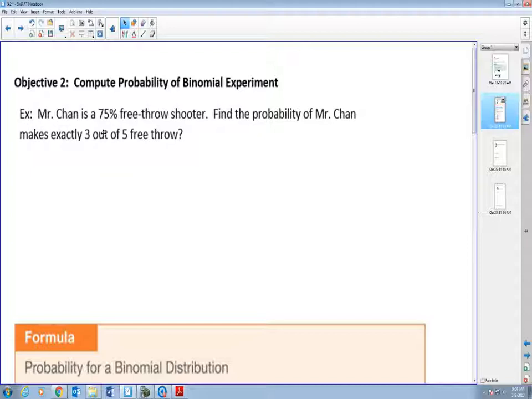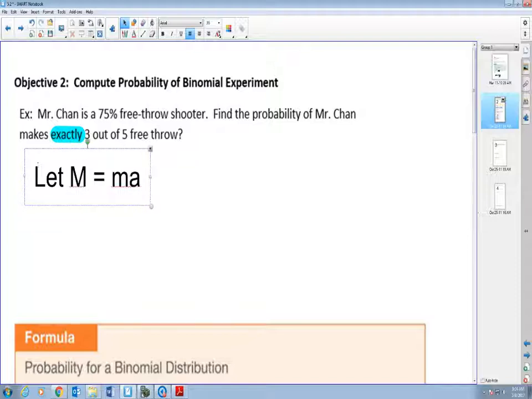Let's pretend Mr. Chen is a 75% free throw shooter. Find the probability that Mr. Chen made exactly 3 out of 5 free throws. I'm going to shoot 5 free throws. Let capital M represent making the shot, and lowercase m represent a miss.